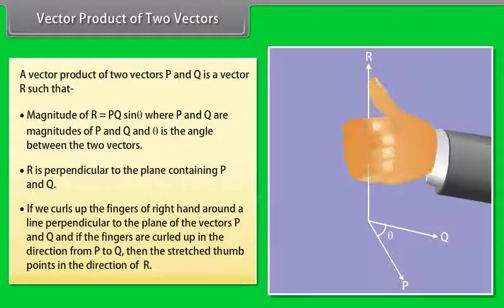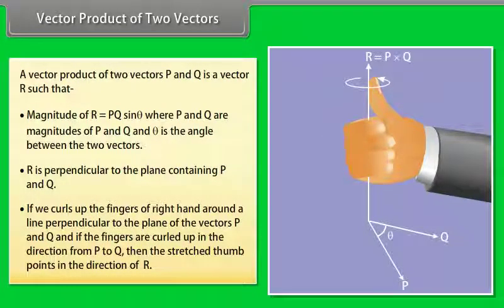If we curl up the fingers of the right hand around a line perpendicular to the plane of the vectors p and q, and the fingers are curled in the direction from p to q, then the stretched thumb points in the direction of r.